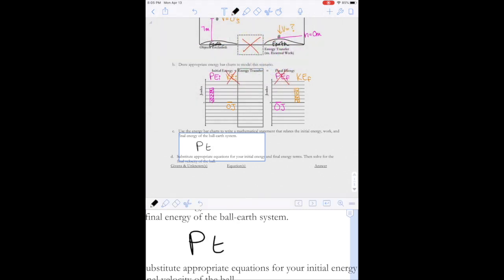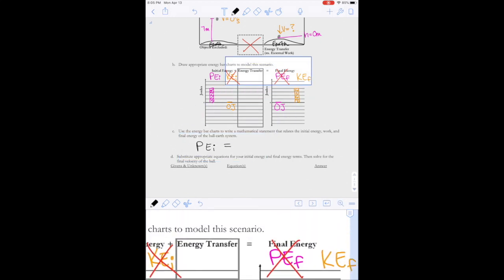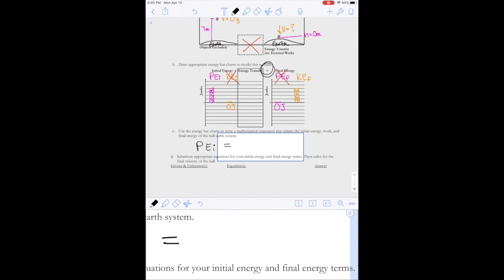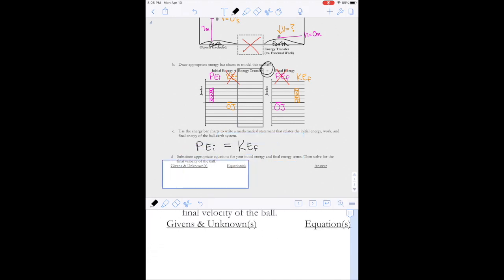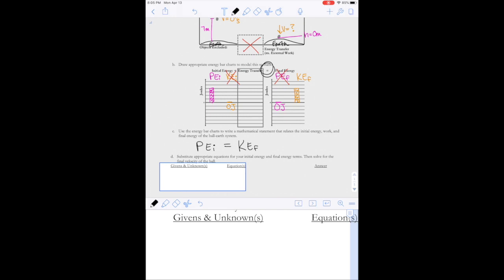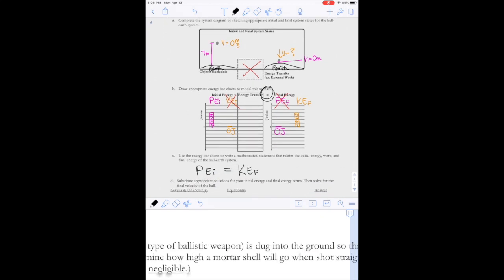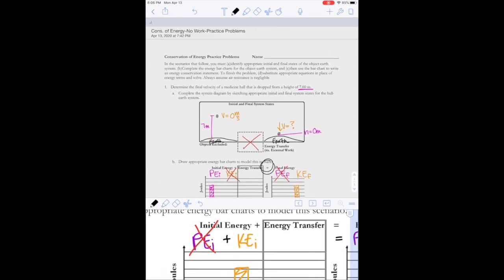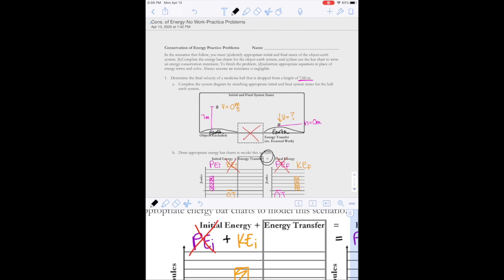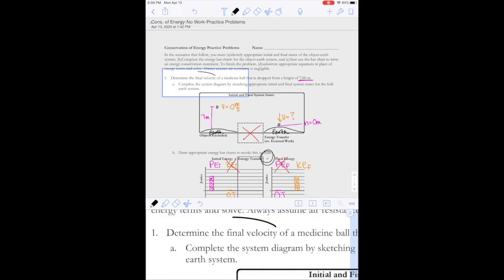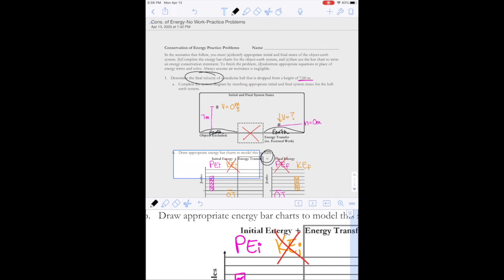So what's left is I have potential energy initial. Then I have my equal sign right here. And I have kinetic energy final. All right, so now I've got an equation. Now it's time to actually solve. So what were we really looking for? We wanted to know the final velocity.